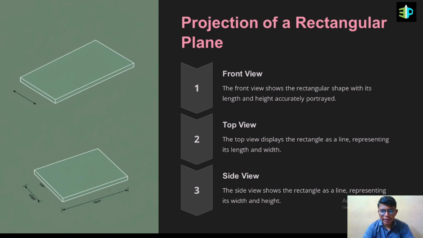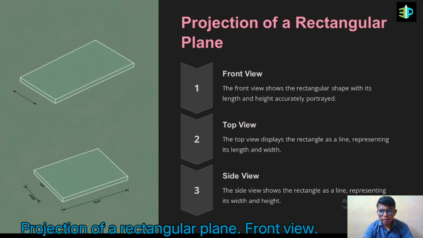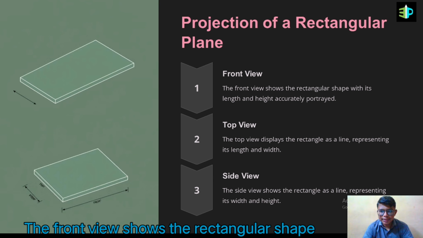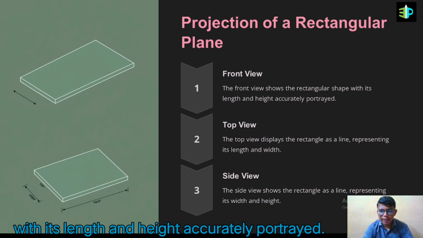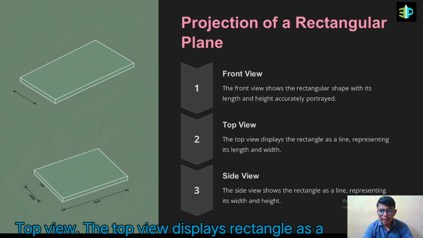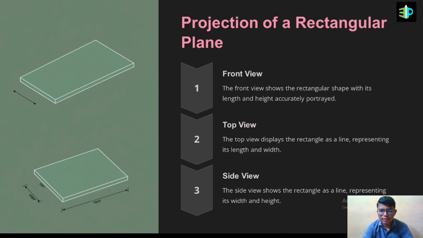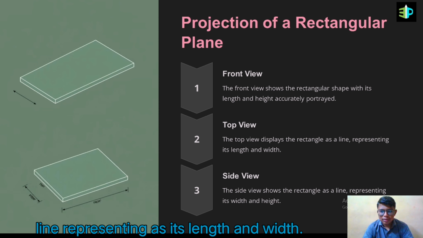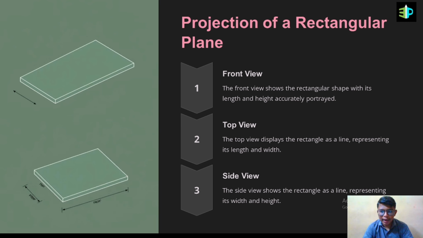Projection of a rectangular plane. Front view. The front view shows the rectangular shape with its length and height accurately portrayed. Top view. The top view displays the rectangle as a line representing its length and width. The side view shows the rectangle as a line representing its width and height.